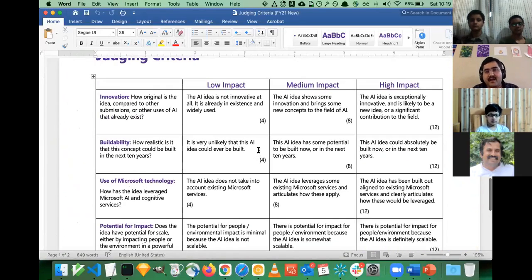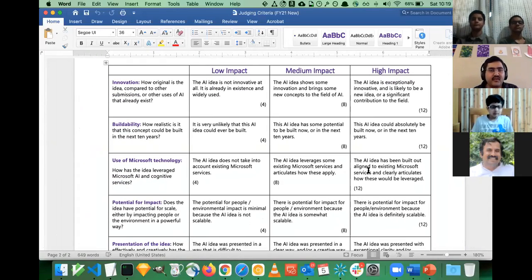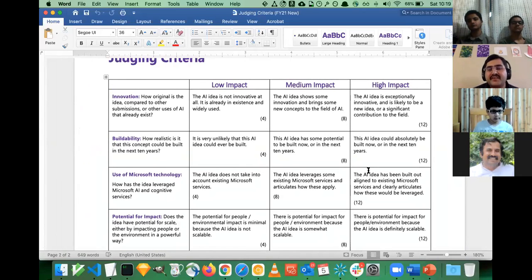So I forwarded this earlier in the group as well, but this is going to be very objectively and logically rated, the solutions, especially on some of the fronts which are going to be immediately helpful for us to generate the ideas right now. Let's say innovative, how innovative is the idea? Is it already in existence? Then it gets low marks. Is it exceptionally innovative, a new idea and a significant contribution to the field? Then it's going to get high marks.